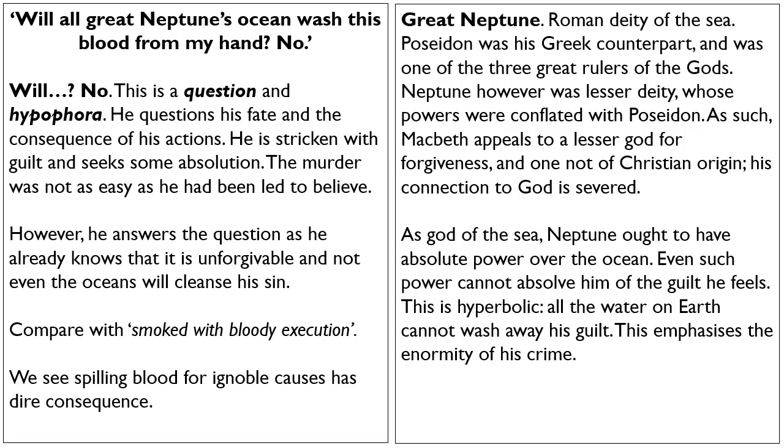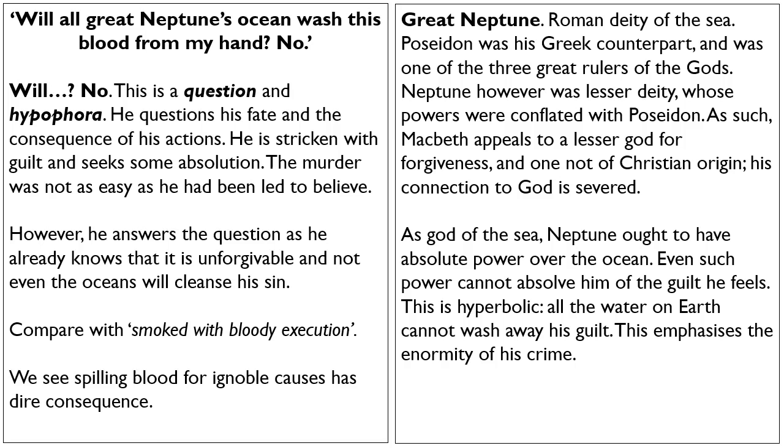reveals to him that he knows forgiveness is not on the cards, and he knows not even the oceans can cleanse this sin. Compare that with his earlier "smoked with bloody execution," the idea that he revelled in violence then, but now this bit of blood is causing him problems. We're going to see that spilling blood for ignoble causes has dire consequences. Spilling blood at the start for a noble cause is good, but in this case, it's an evil. Now he utters "great Neptune," the Roman deity of the sea.